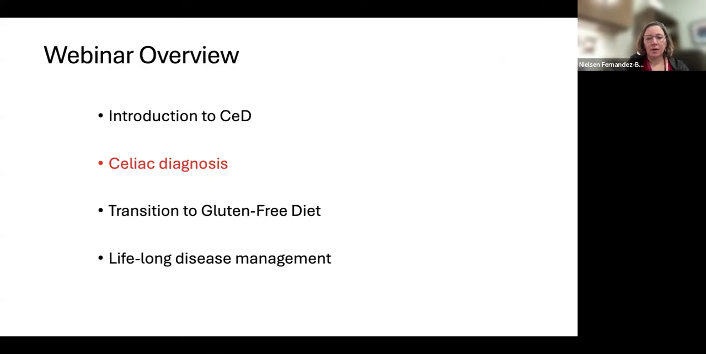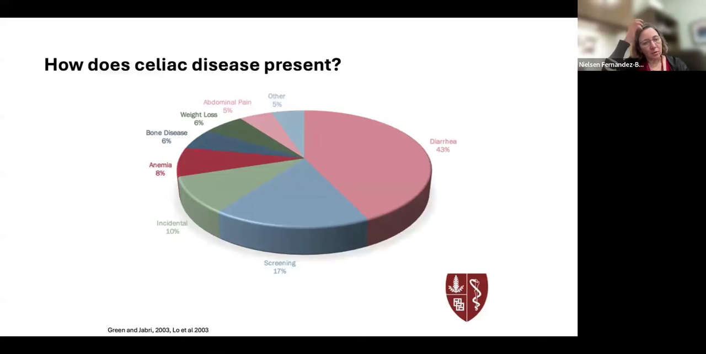Okay, so now we're going to talk about diagnosis. In order to make a diagnosis, there has to be clinical suspicion. Somebody has to think about, could this be celiac disease, and test? One of the questions that comes up is, how do patients with celiac disease present to the clinic? This pie chart gives us an idea of what that looks like.